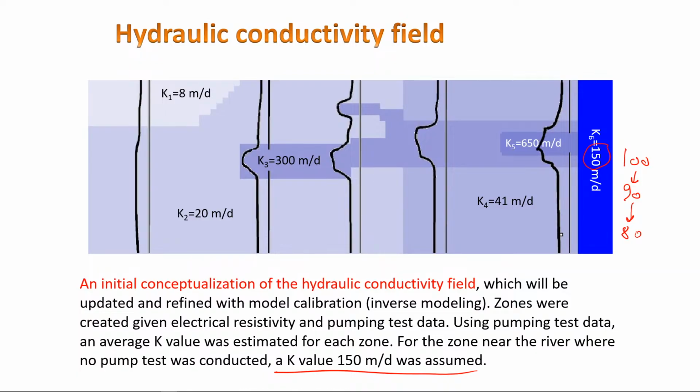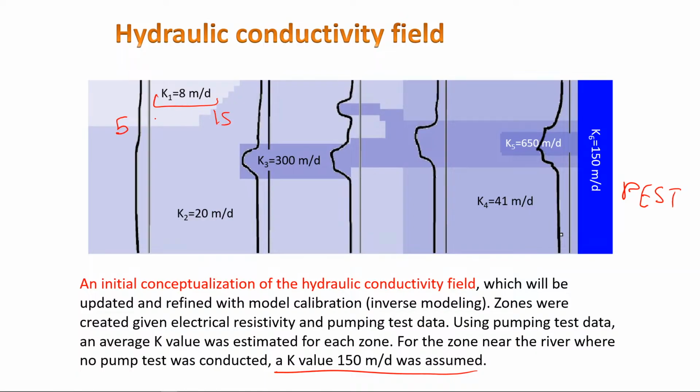So you can do this manually, or there is a software called PEST that can do this automatically for you. Basically, it will change these hydraulic conductivity values. Let's say you will define this one as K1, and the minimum maybe could be 5, the maximum could be 15.